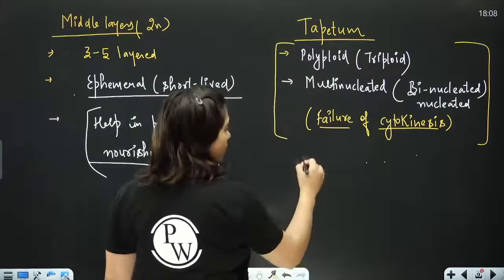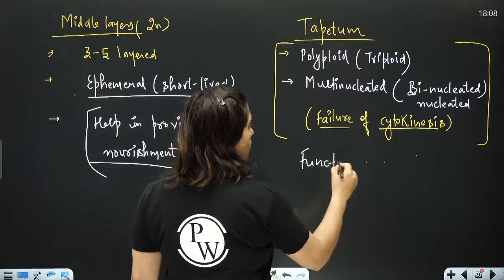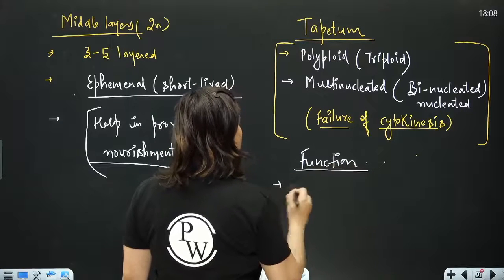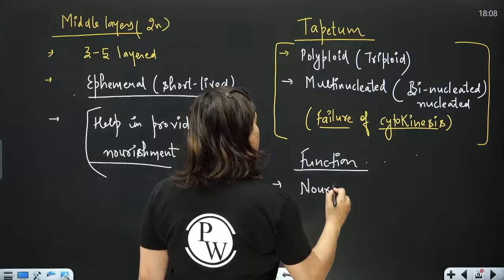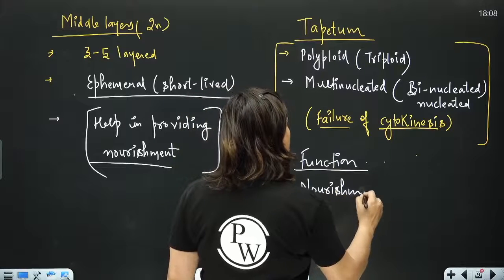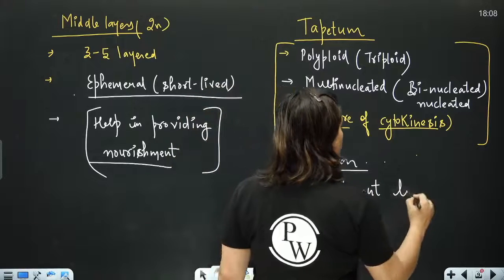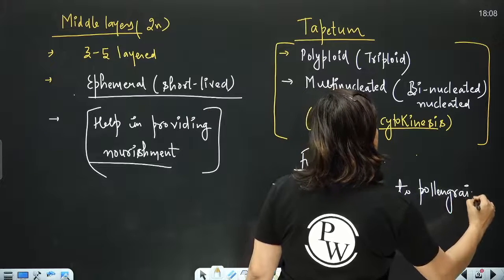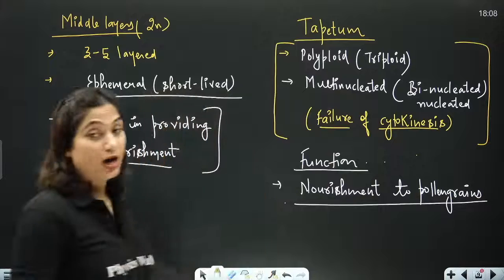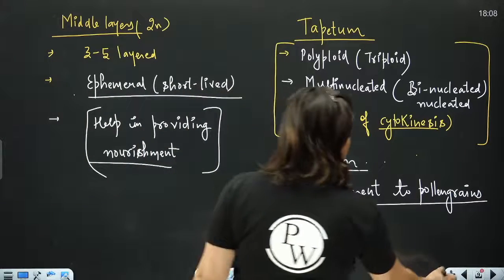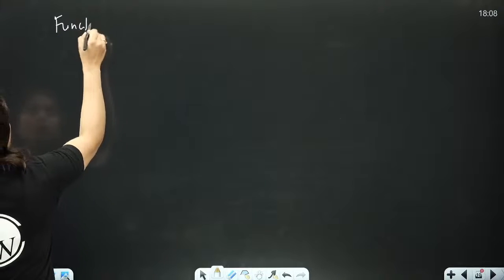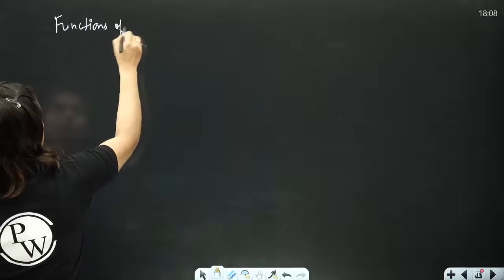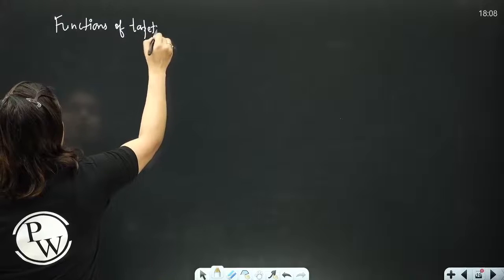Now, what is the function of tapetum? What is the main function of tapetum? Providing nourishment to the developing pollen grains. It is the major function, nourishment to pollen grains, right? This is the major function of the tapetum. But apart from that, there are several other functions of the tapetum. And what are those? What are the other functions of tapetum?